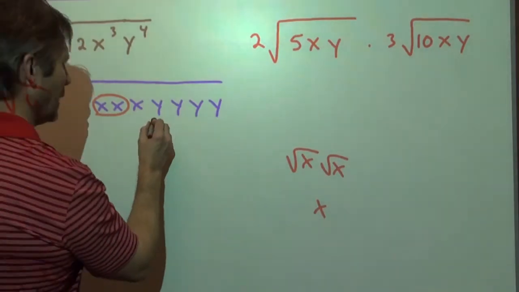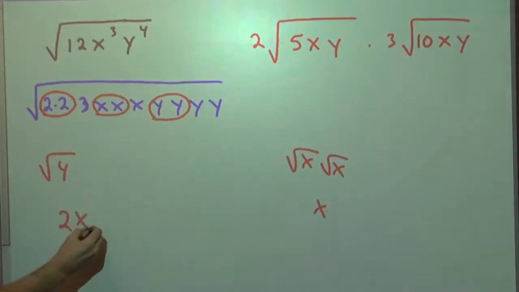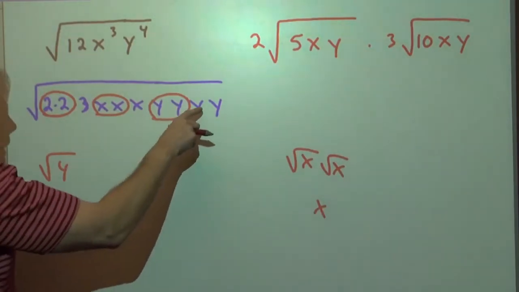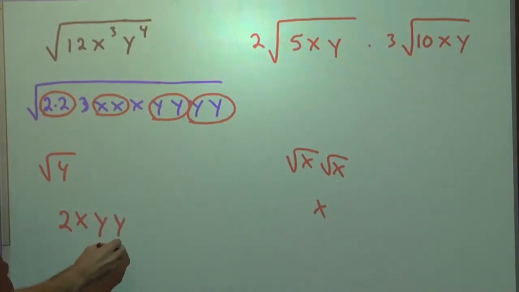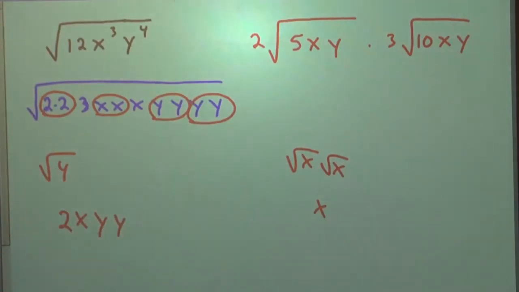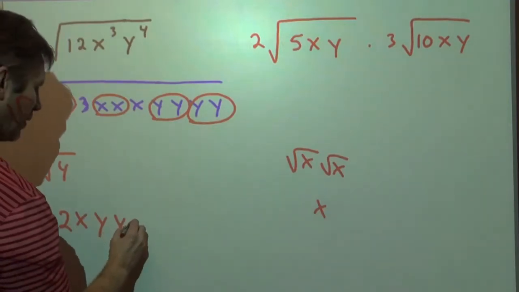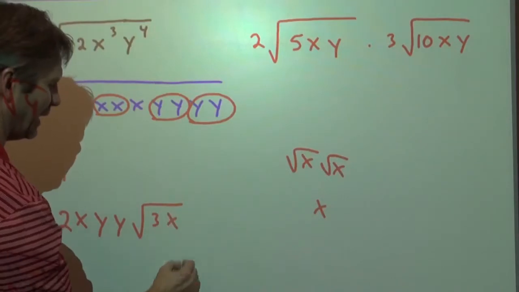And then this y times this y, when we can bring those two out, that's going to be a y. And this y times this y, they'll multiply together, and since we have the square root of y times y, that's going to be a y. The only things that are left under the radical sign are going to be the 3 and the x.